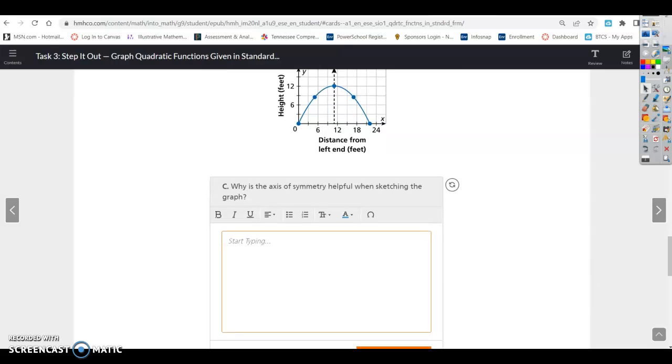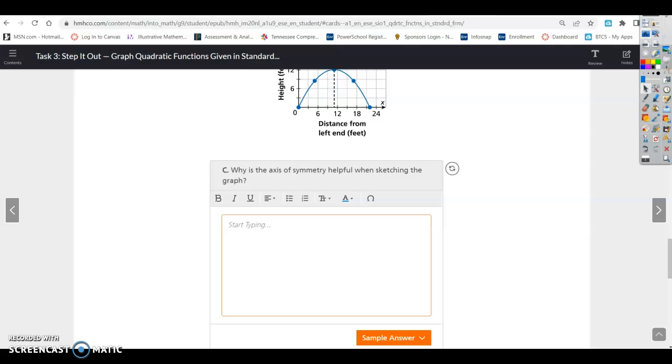And then it says, why is the axis of symmetry helpful when sketching the graph? Well, if you know you have the vertex, the axis of symmetry goes through that, and each of these points is just a reflection across the axis of symmetry. So it just makes it a little easier to graph those points. So actually, if you find points on one side, you can just reflect those over, and you don't necessarily have to work those out.